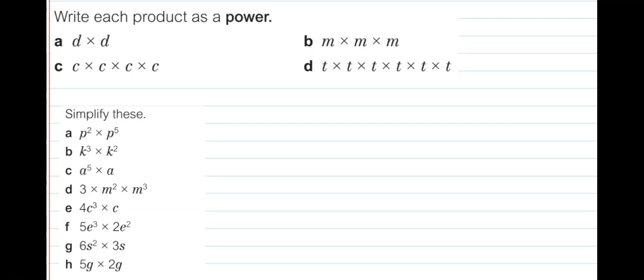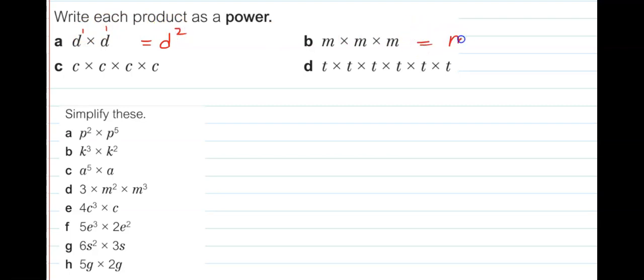Welcome back. If you have solved these problems, now you can check your answer against my answer. Okay, so let's start writing the answers here. How many D's are there? 1 here and 1 here, so it will be D2.